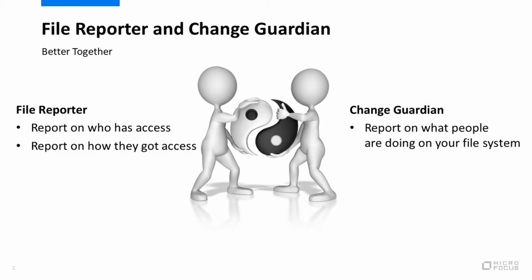File Reporter is an excellent solution in terms of providing you reports on who has access and how they gained that access. It can report on individual users' access. It can report on users who are members of a group that have access, or users who have inherited access to that file system. Change Guardian, on the other hand, can tell you who is using the file system. It doesn't know how they got access to that file system. It just simply knows that they are using that access.